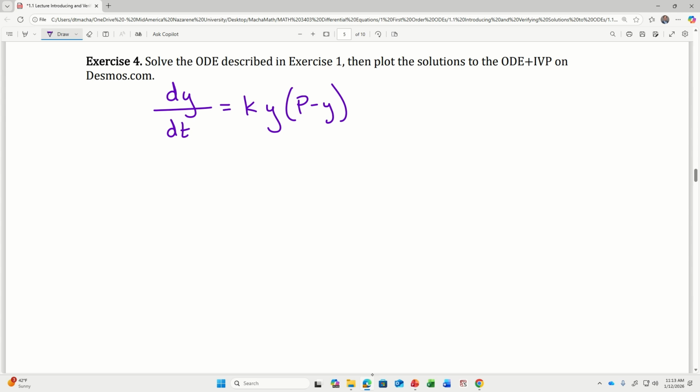So on the left side, I'm going to write down 1 divided by y times p minus y, dy dt, equals k. Everybody's good? Okay, next step. We are going to take an antiderivative of both sides with respect to t.